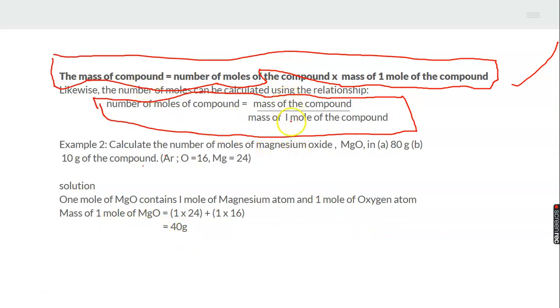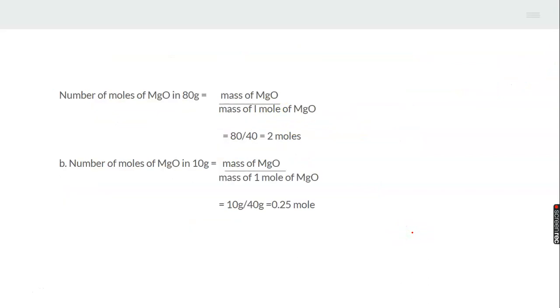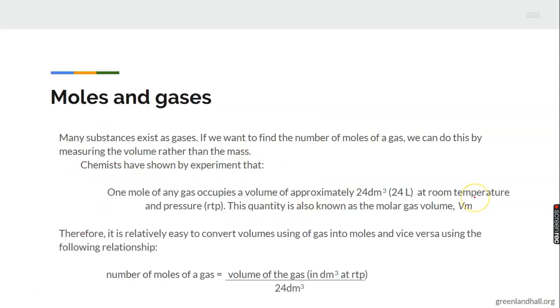You know the mass, then you have to get the equation, the relationship, to calculate the number of moles of magnesium oxide in 80 grams. So your 80 grams comes to the top, and the mass you just calculated comes below. So you have 80 divided by 40, which will give you 2 moles of magnesium oxide. Same thing when you have 10 grams of that magnesium oxide. So your 10 divided by that.